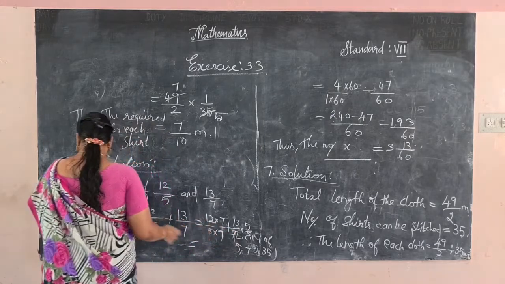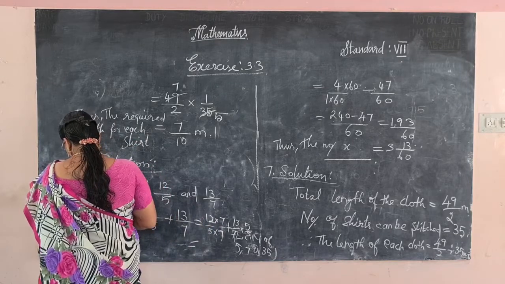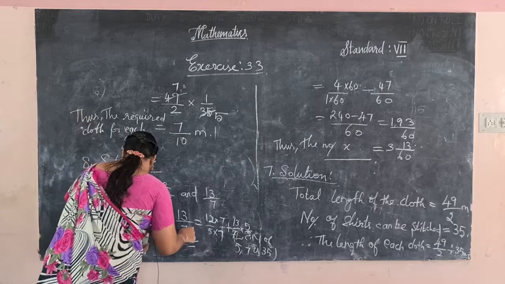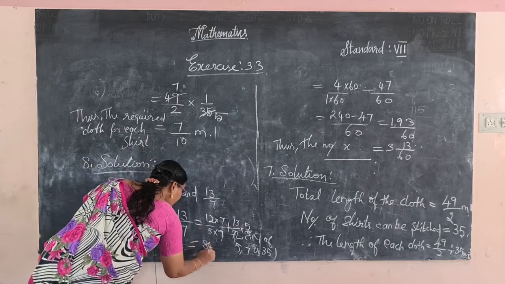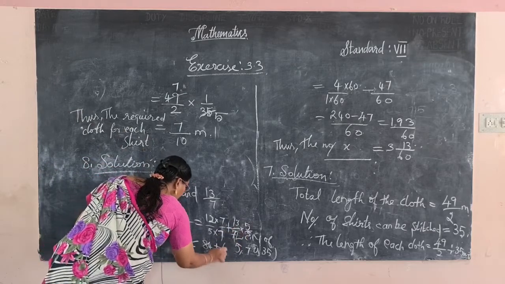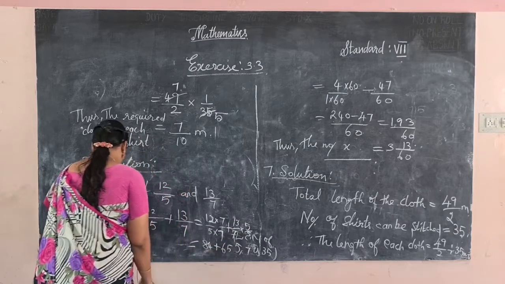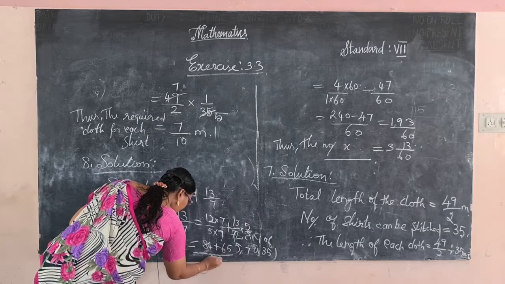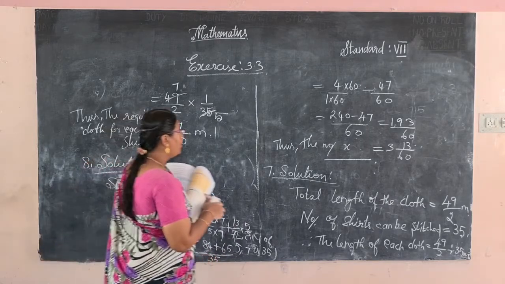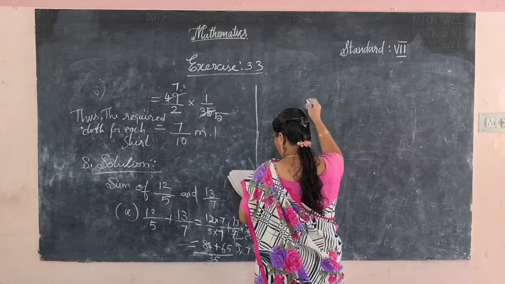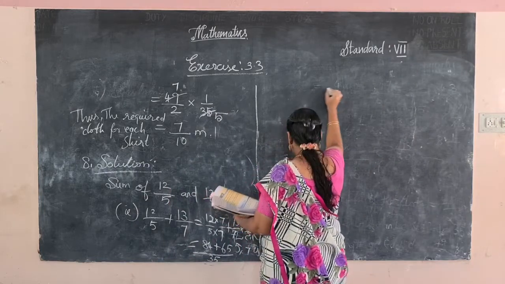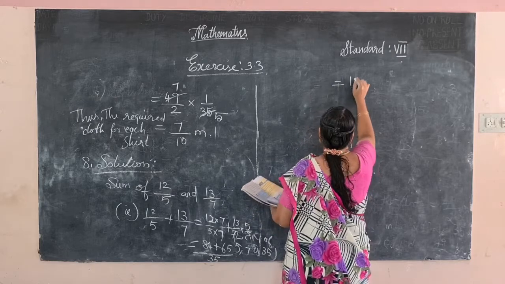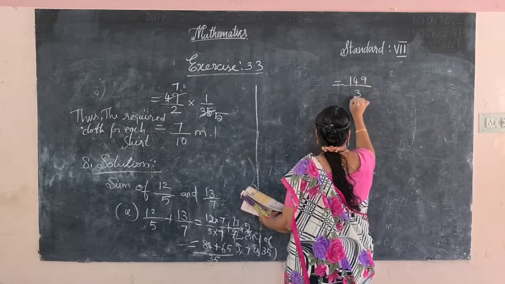Now multiply the numerators. So 12 sevens are 84, plus 13 fives are 65, by 7 fives are 35. And next, add the numerators, 84 plus 65, 149 by 35.